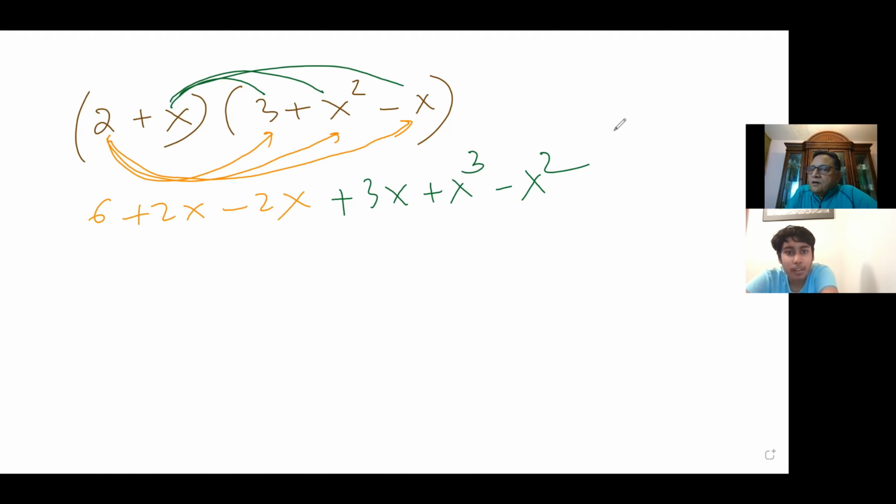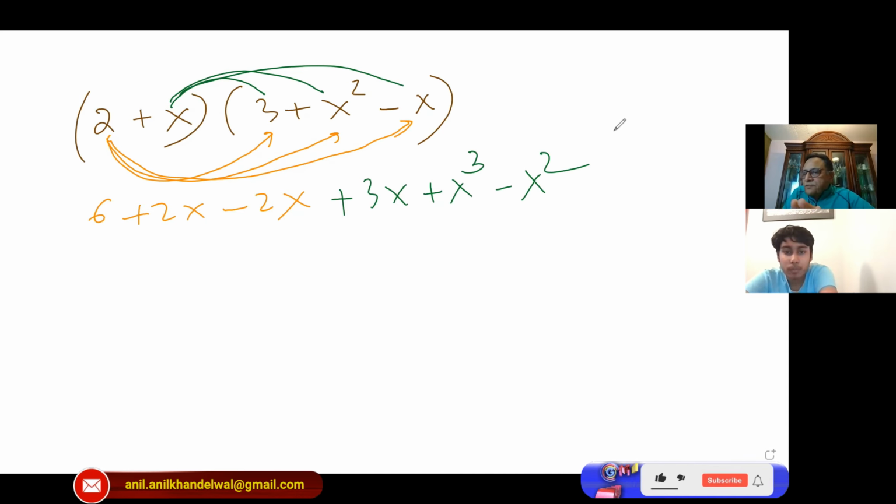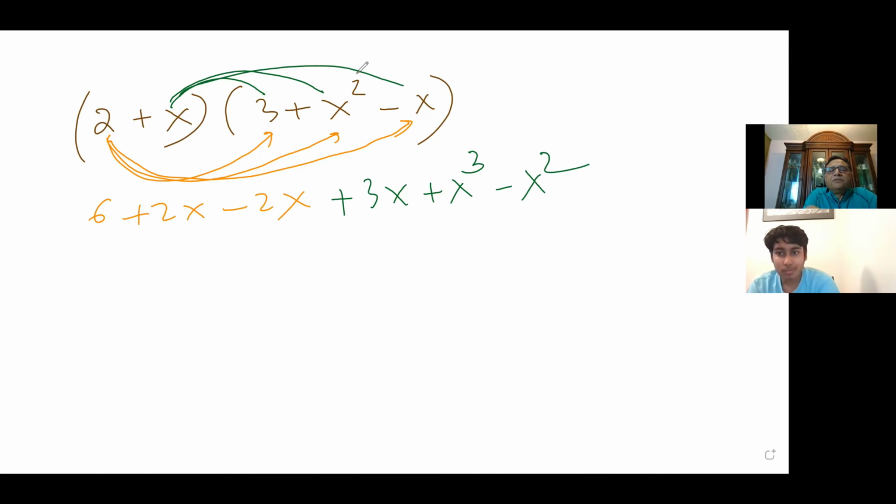Once you do that, always write the numbers first, then the variables. Variables also in alphabetical order, x, y, for example, right? Yes, sir. Now you see, it is easy to simplify. We see that 2x and minus 2x will cancel each other out, and the rest of the terms I should write in a proper order.